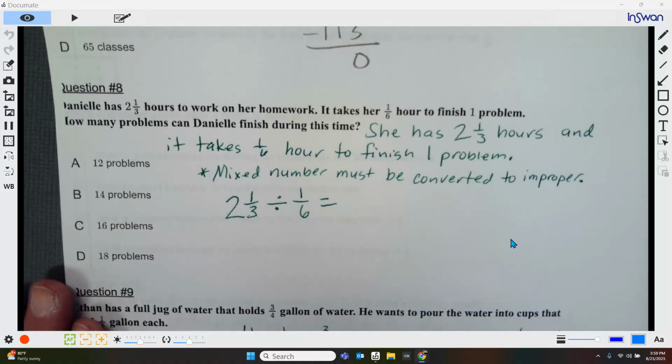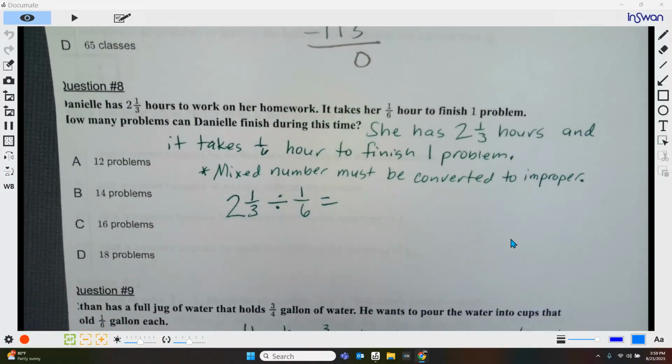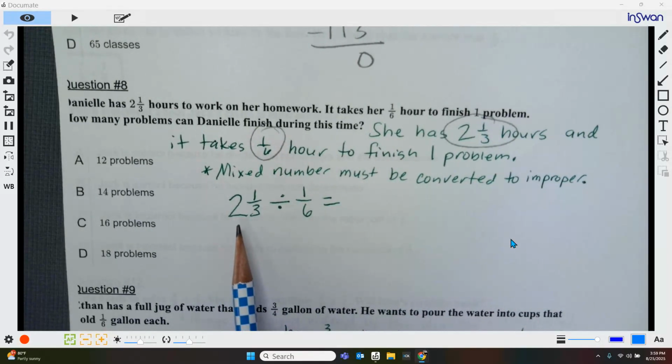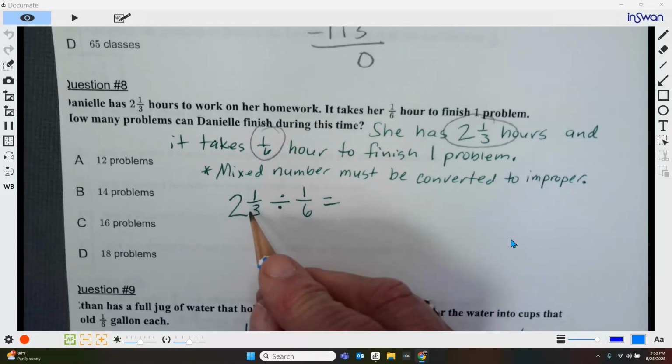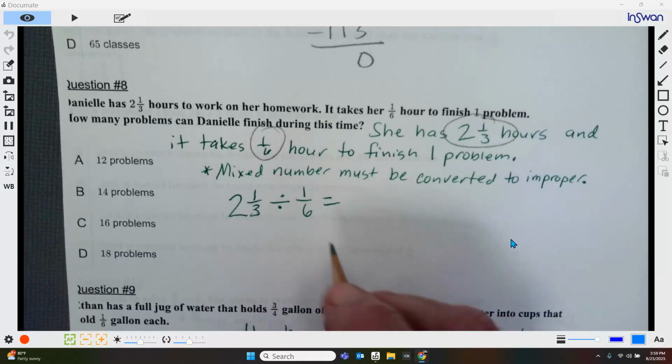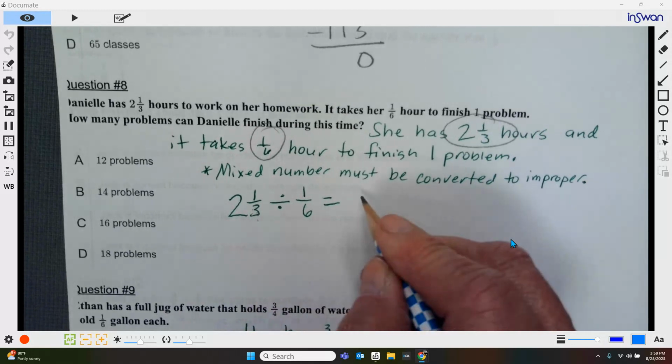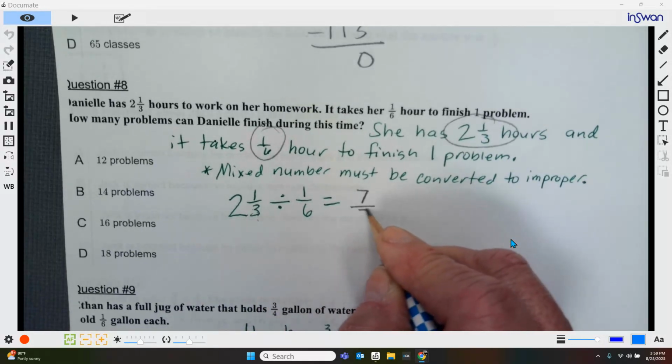Next question. Danielle has 2 1/3 hours to work on her homework. It takes her 1/6 of an hour to finish one problem. How many problems can Danielle finish during this time? Okay, so she has 2 1/3 hours, and she needs 1/6 of an hour for each problem. So I'm going to divide the amount of time that she has by the amount of time that it takes to do one problem. But I've got to convert that mixed number to an improper fraction and then multiply by the reciprocal. So we're going to take the 2 1/3 and convert it. 2 times 3 is 6, plus 1 is 7 over our original denominator of 3.